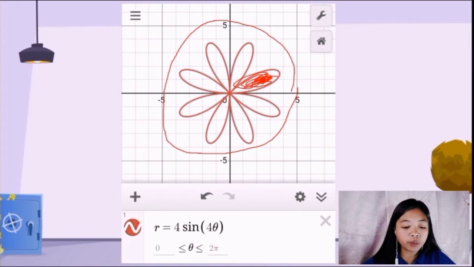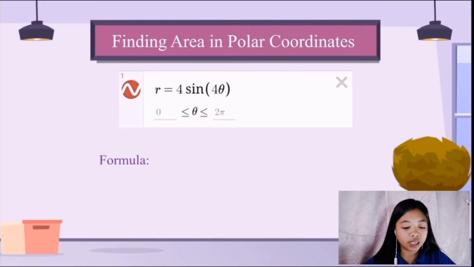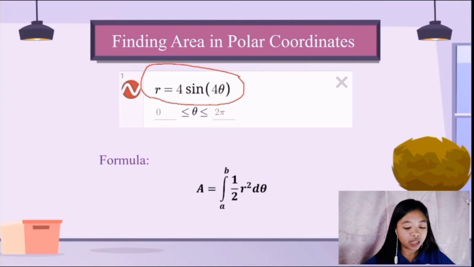So this is the formula that we need to use. The area is going to be the definite integral from alpha to beta of 1/2 r squared d theta. We already have a formula for r, and that is here in our equation, r = 4 sin 4θ. Now, what are this alpha and beta?